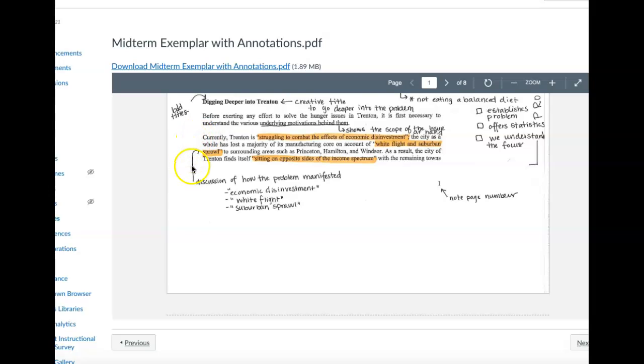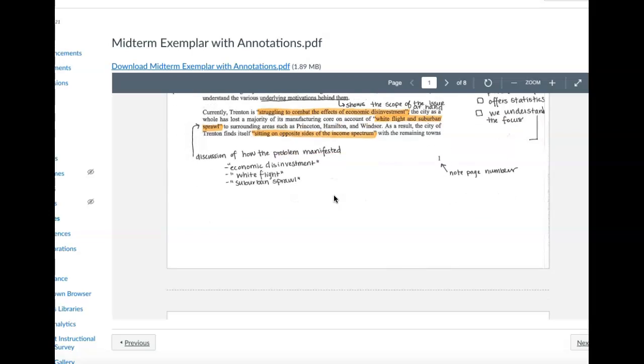In this first little bit, he really starts by talking about how this problem manifested, and he talks about the economic disinvestment in the area, the white flight, and the suburban sprawl. So I feel like that's a really good place to start. He goes to the root of it, and then he extends, and he talks about how Trenton is finding itself sitting on opposite sides of the income spectrum, which is defined below.